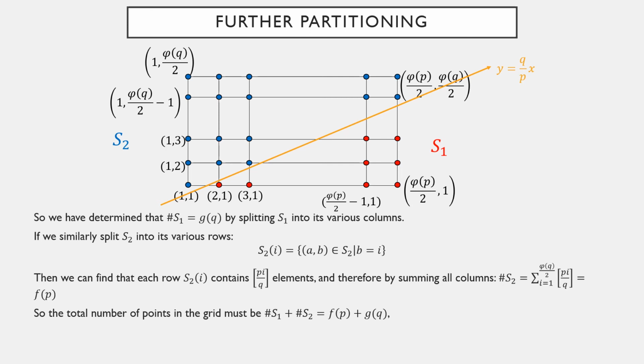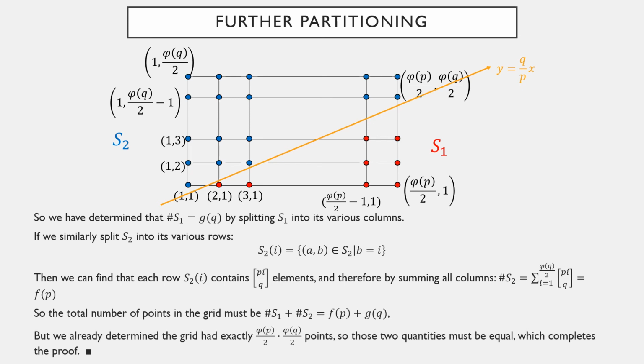So therefore, the total number of points in the grid is how many are in S1 plus how many are in S2. Well, the number of points in S1 was g of q, and the number of points in S2 was f of p. Therefore, the number of points in the grid must be f of p plus g of q. But we already determined that the number of points in the grid is exactly phi of p over 2 times phi of q over 2. Because the x-coordinate goes from 1, 2, 3 up to phi of p over 2, the y-coordinate 1, 2, 3 up to phi of q over 2, so the total number of choices is just that product.